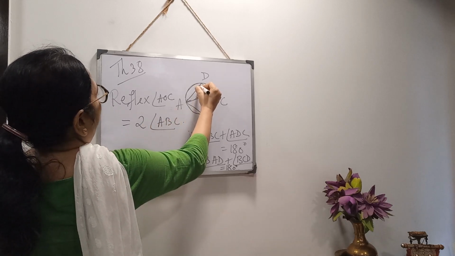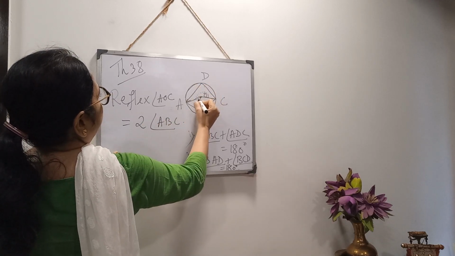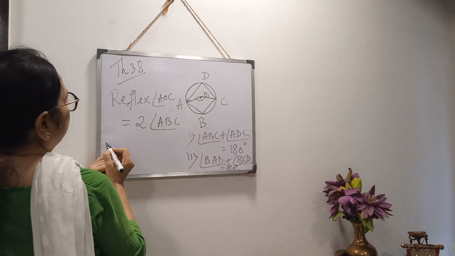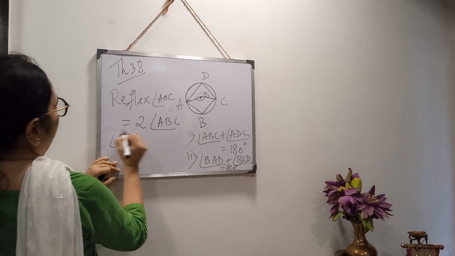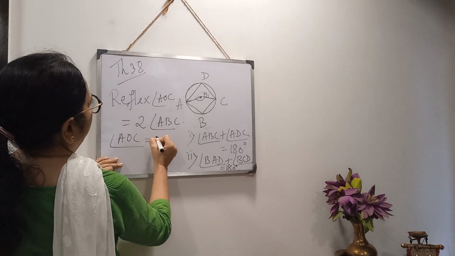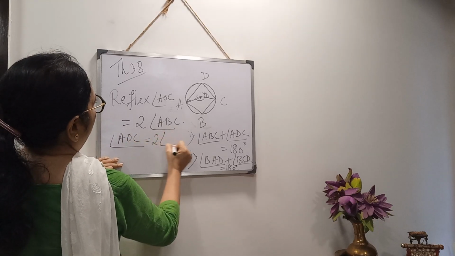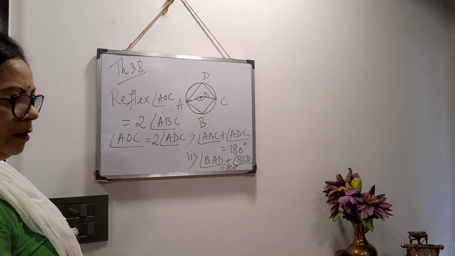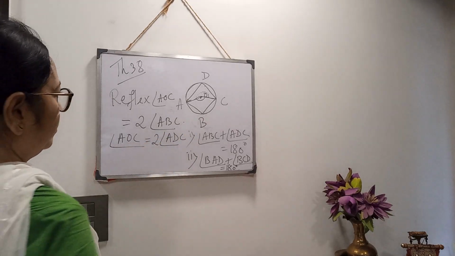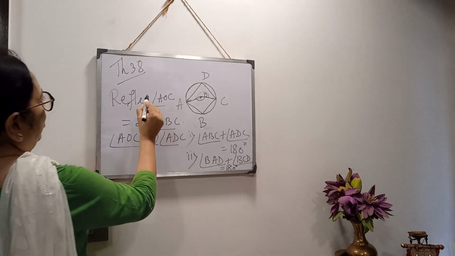And when we take angle ADC, then this is the angle at the center. Number 2, second point: angle AOC equals twice angle ADC. Clear? Twice ADC.